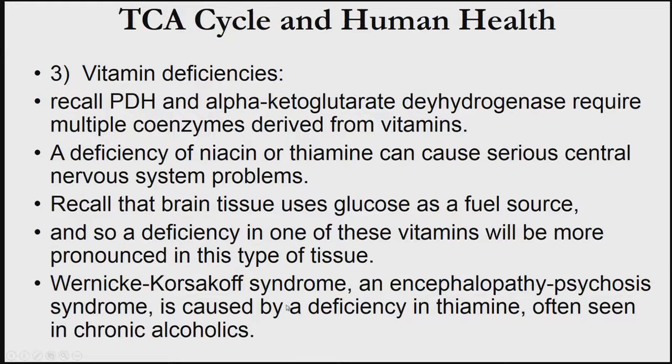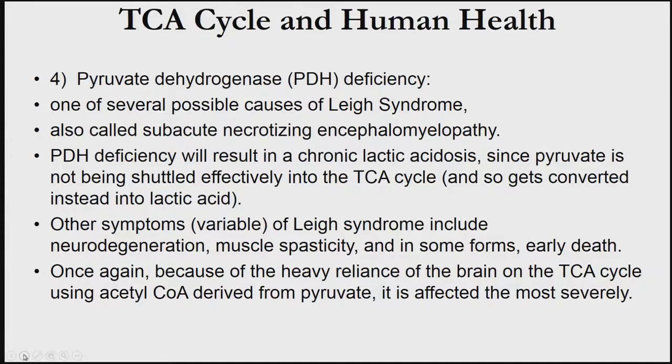Wernicke-Korsakoff, just to remind you, is an encephalopathy and psychosis syndrome. It starts with Wernicke's encephalopathy and then progresses to Korsakoff syndrome, where you see the psychosis. And it's a deficiency in thiamine. Okay, so it starts affecting your brain. Some of the symptoms are actually effects on muscle as well. Okay? So, tissues that use a lot of energy.